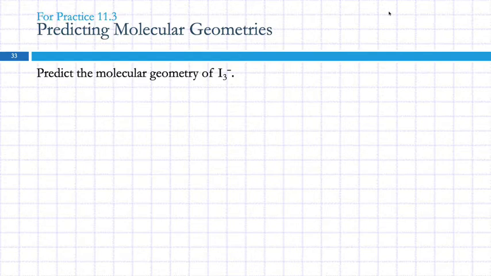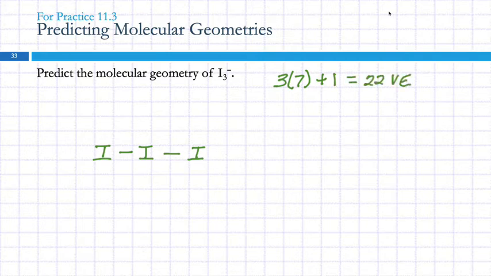I3 minus. Does that one sound familiar? I think that was on the worksheet, wasn't it? Okay, so we got 3 iodines. We'll connect them together. 3 iodines, they each have 7 valence electrons, and then the negative charge tells me there's an extra electron. So I add 1, I've got 22 valence electrons. And so I'm going to start throwing these around. I got 2, 4, 6, 8, 10, 12, 14, 16, 18, 20.